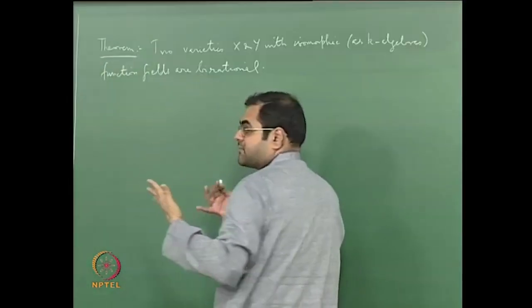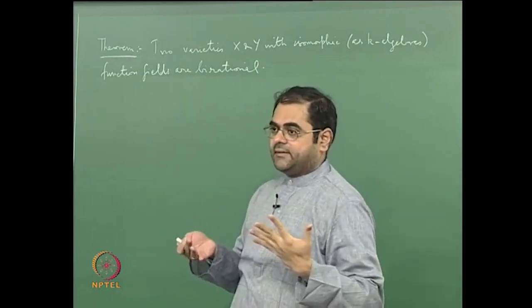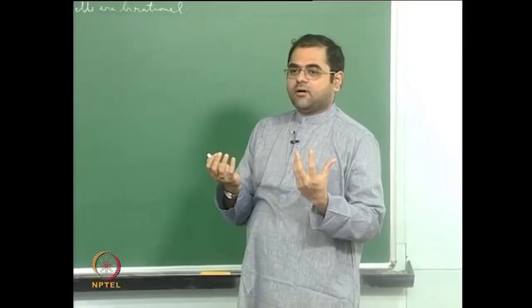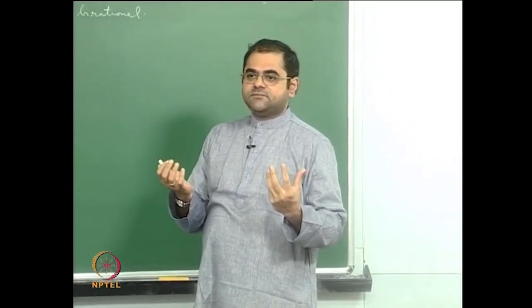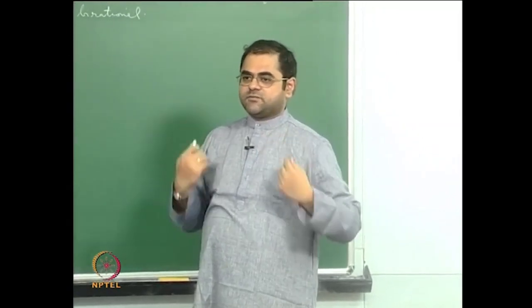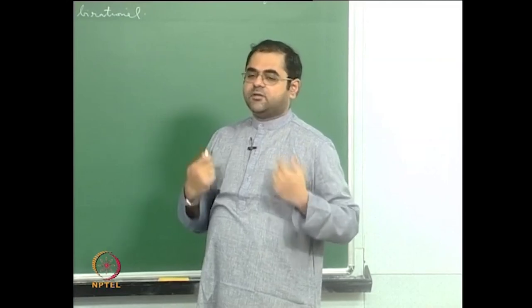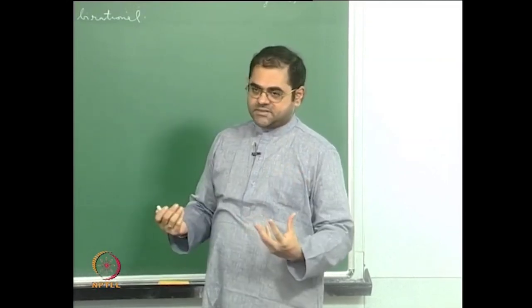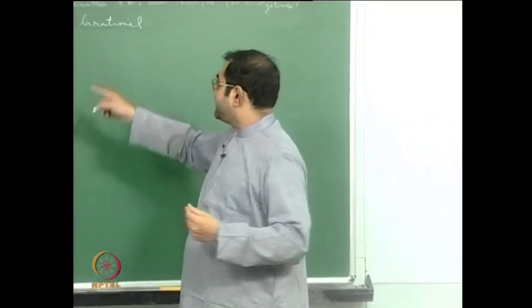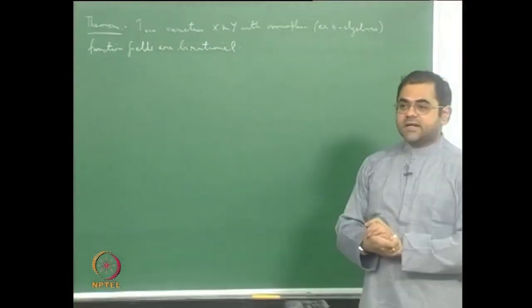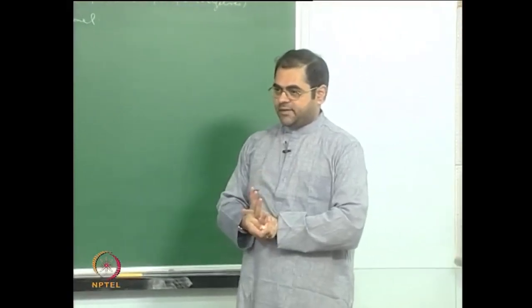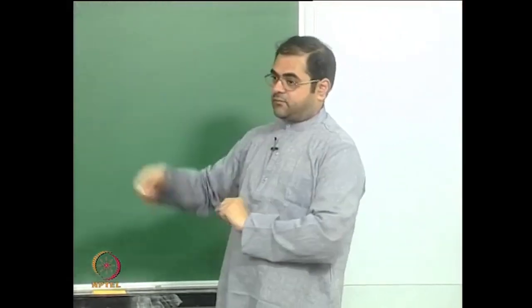Of course, if two varieties are birational, then there is an isomorphism on open sets, and this isomorphism on open sets will lead to an isomorphism of the function fields, and you know the function field will not change if you go to an open set. So if two varieties are birational, then certainly their function fields are isomorphic. That's obvious.